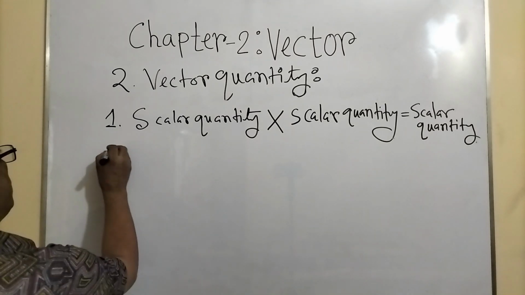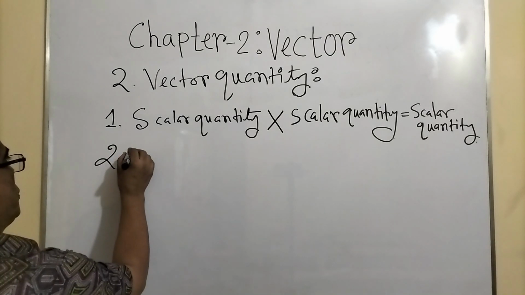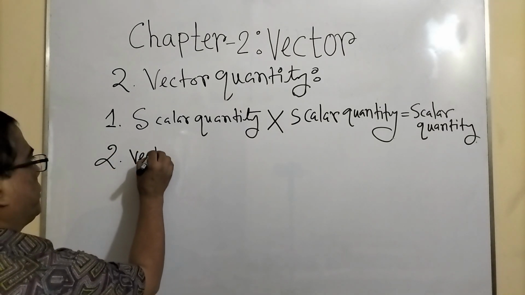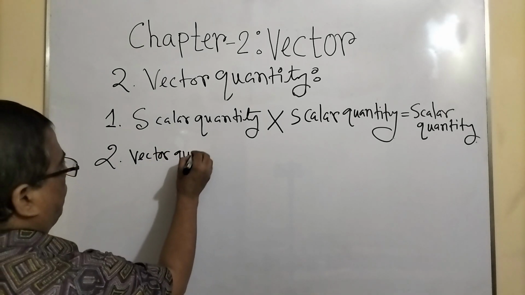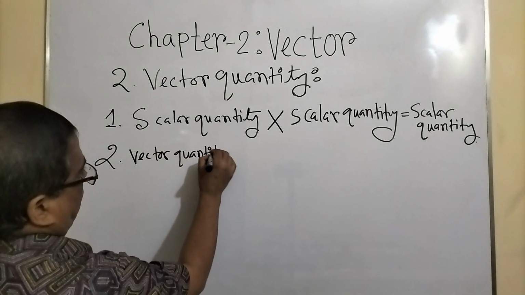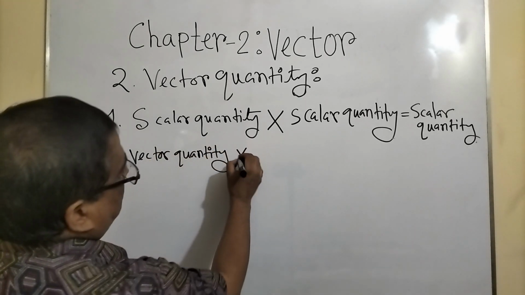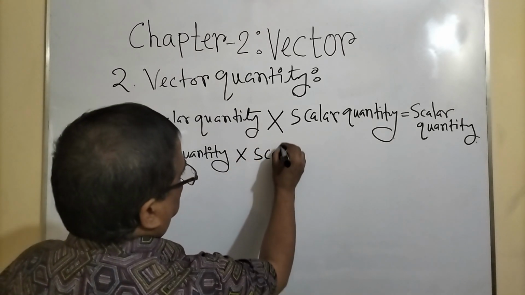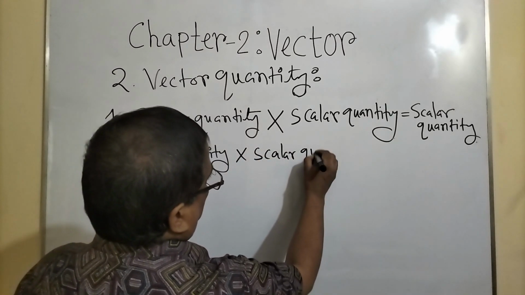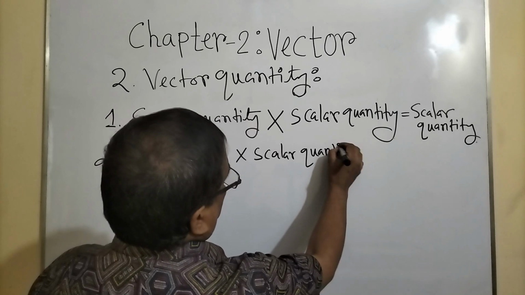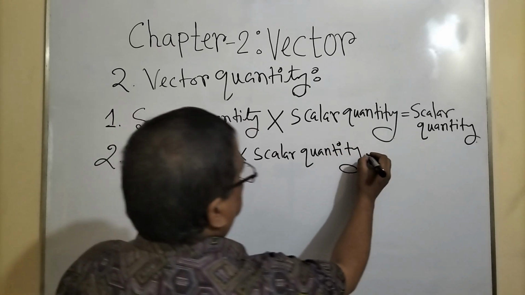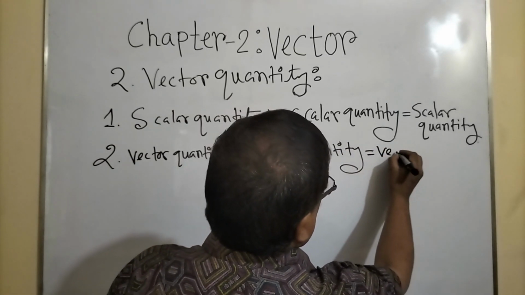Number 2, vector quantity multiplied by a scalar quantity equal to vector quantity.